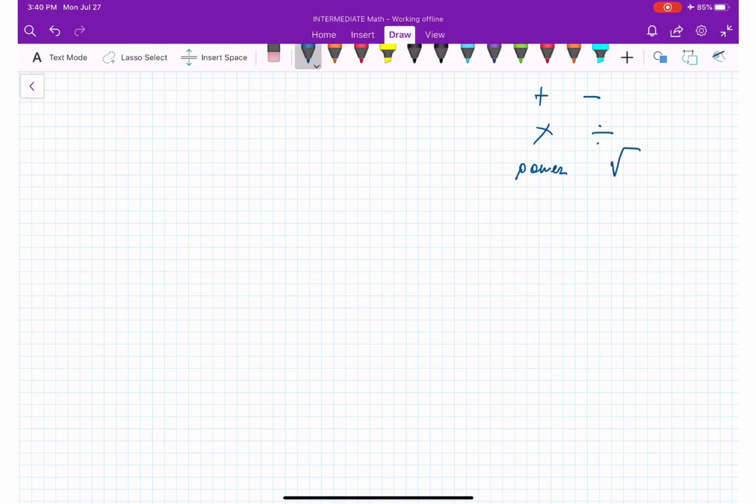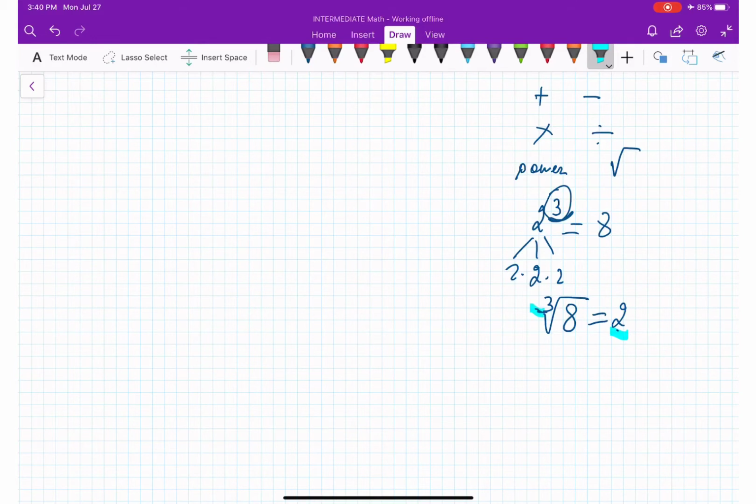Radical. For example, if I have 2 to power 3, which is going to be equal to 8, because 2 times 2 times 2, right? Get 8. Then this power, I can use radical degree 3, because of this 3 here, from 8, it's going to be 2, which means I have to raise 2 to power 3 to get this 8.